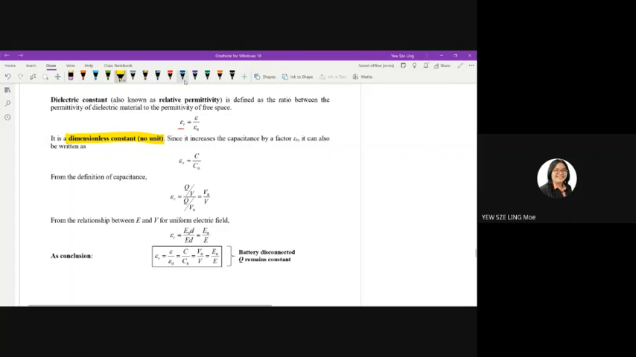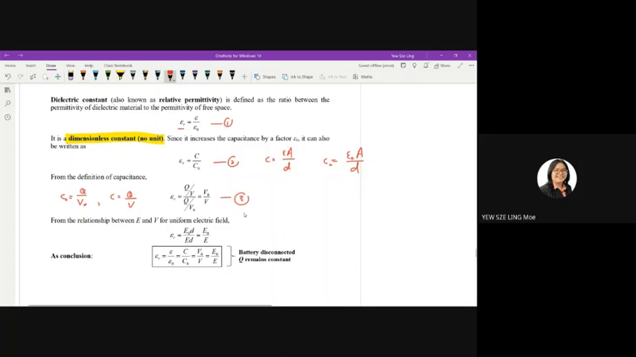Now, how to obtain these equations? Basically, you just use C equals epsilon A over D, and C naught equals epsilon naught A over D. You arrange the equations, plug into the first equation, then you obtain the second equation. From the second equation, we use the relationship C equals Q over V, and C naught equals Q over V naught. You replace these two into equation number 2, then you obtain equation number 3.